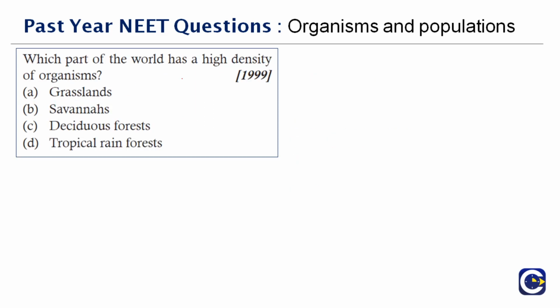Which part of the world has high density of organisms? This question was asked in the year 1999. Okay, now the tropical rainforest. Yes, the answer is tropical rainforest. It occurs in the equatorial and the sub-equatorial regions.